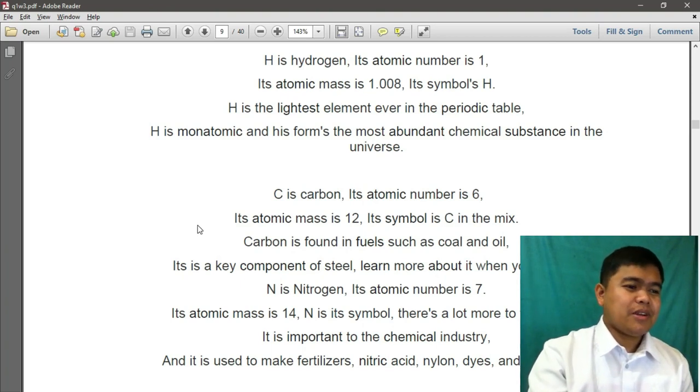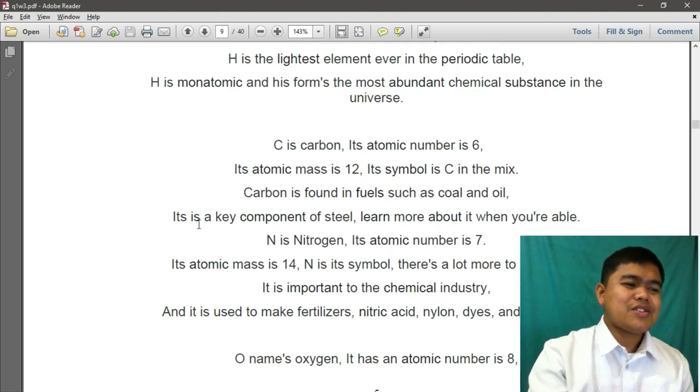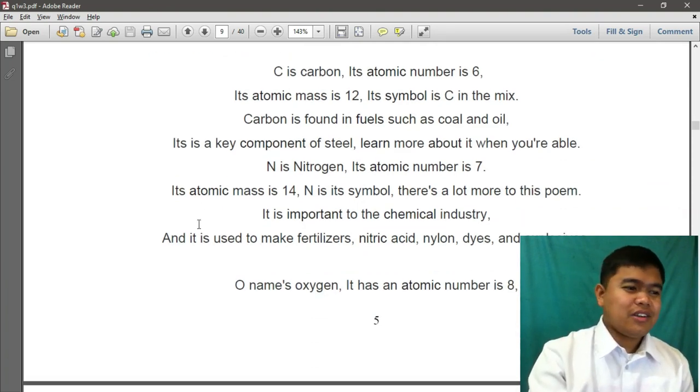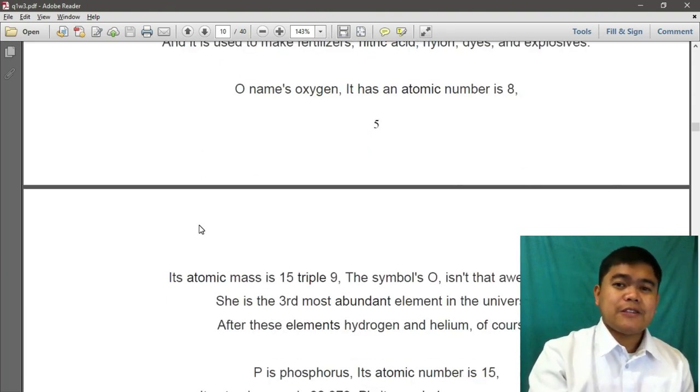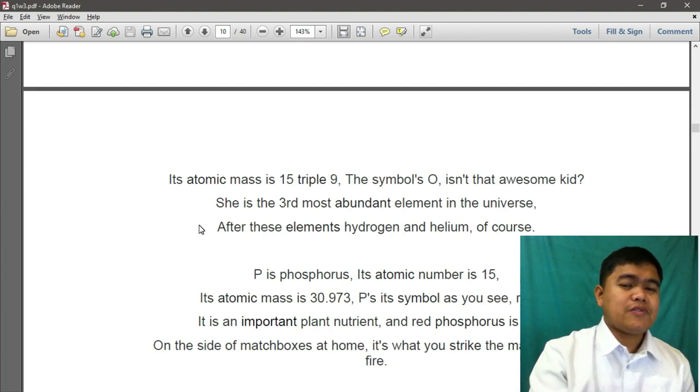N is nitrogen. Its atomic number is 7. Its atomic mass is 14. N is its symbol. It is important to the chemical industry, and it is used to make fertilizers, nitric acid, nylon, dyes, and explosives. O is oxygen. It has an atomic number of 8. Its atomic mass is 15.999. The symbol is O. It is the third most abundant element in the universe, after hydrogen and helium, of course. P is phosphorus. Its atomic number is 15. Its atomic mass is 30.973. P is its symbol, as you see, right?